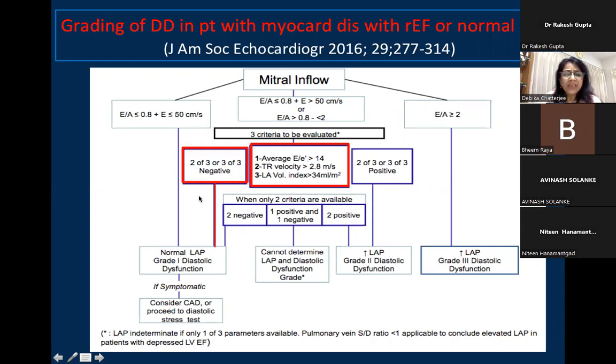then you can say that this patient is having grade 1 diastolic dysfunction with normal LA pressure. That is why these 3, or 2, are negative. But if 2 or all 3 are positive, then definitely the LA pressure is raised and we say it's grade 2 diastolic dysfunction.